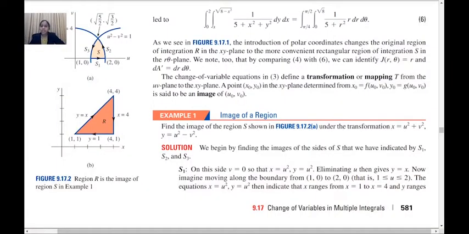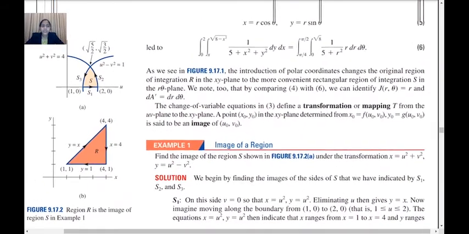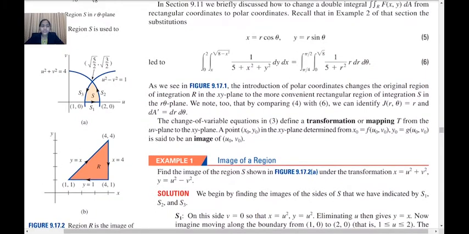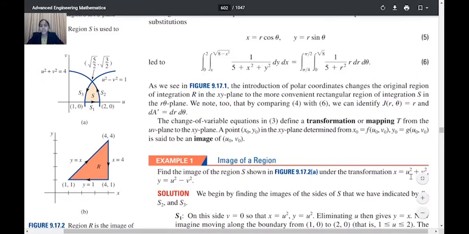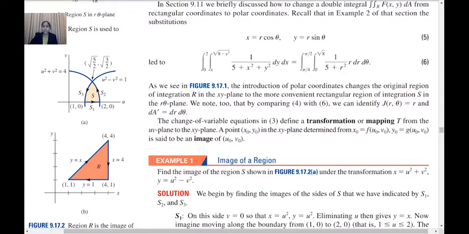So let's see example 1. The example is as follows: we are asked to find the image of the region S, which is shown in figure 9.17.2a. This is our region. The cream shaded portion is our region, and we have to find the image of the region S under the transformation x equal to u square plus v square and y equal to u square minus v square.